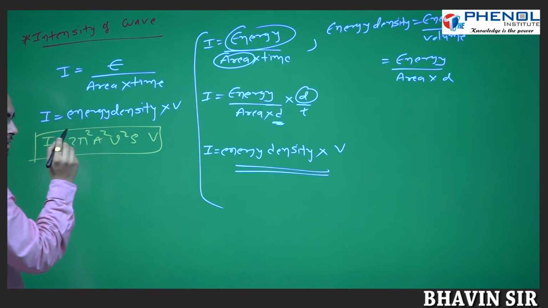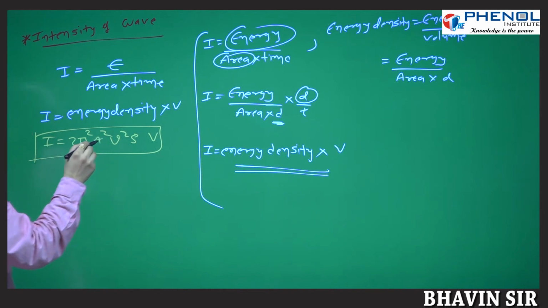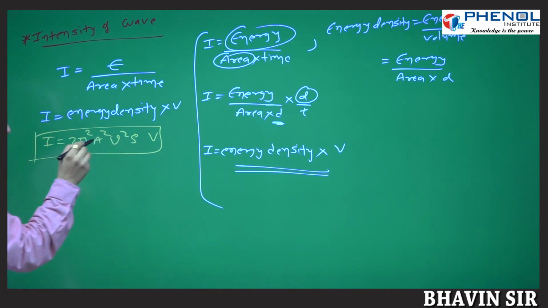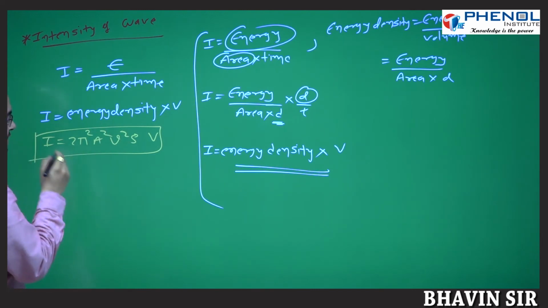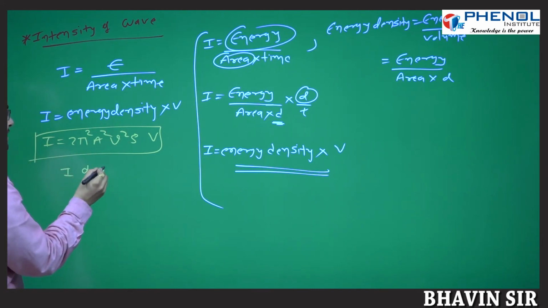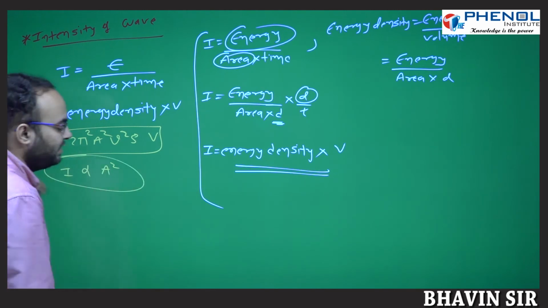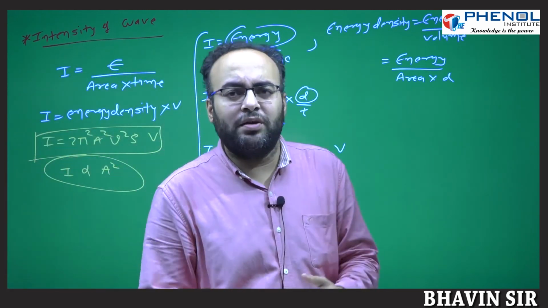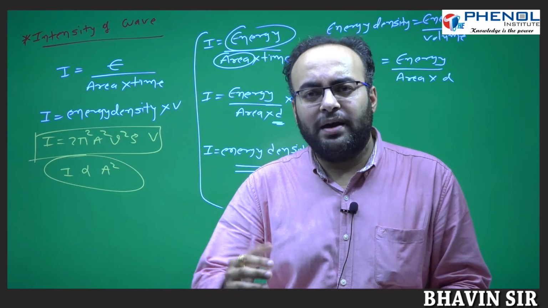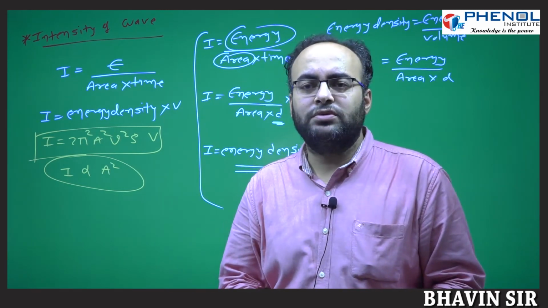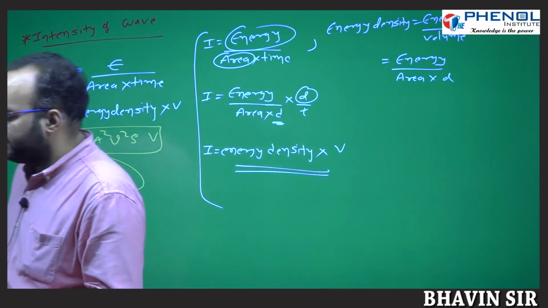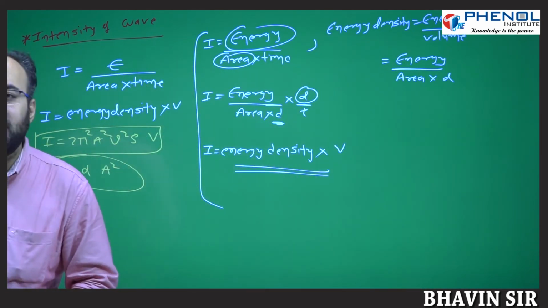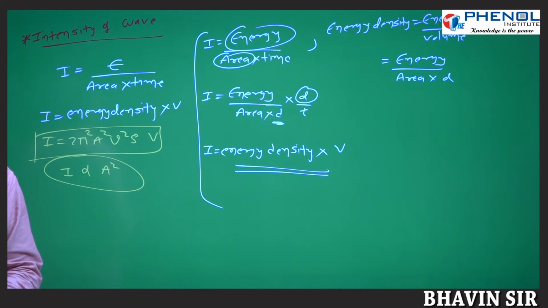a is amplitude, nu is frequency, rho is density of medium, v is speed of wave. So see students, from this formula it is clear that intensity is proportional to square of amplitude. Okay, we saw this in waves. Here we prove this formula. Intensity is directly proportional to square of amplitude.